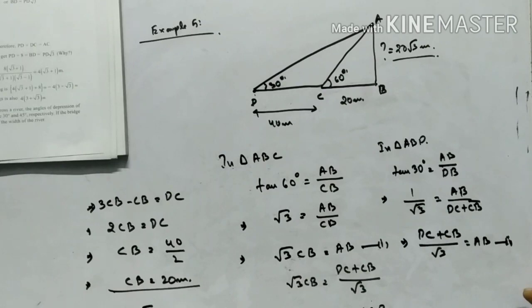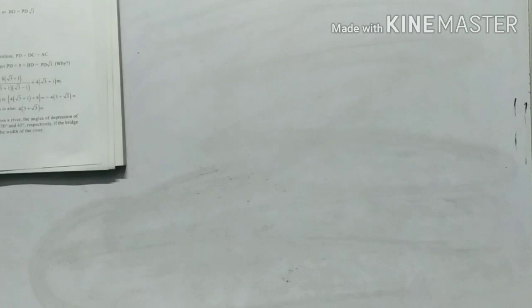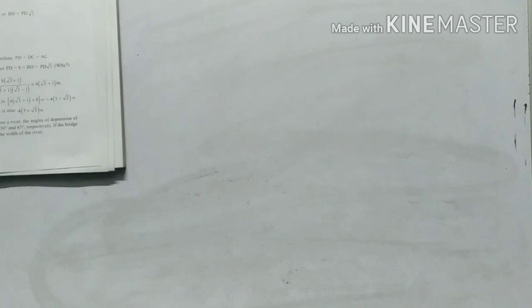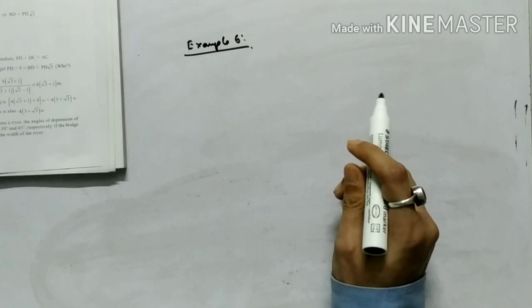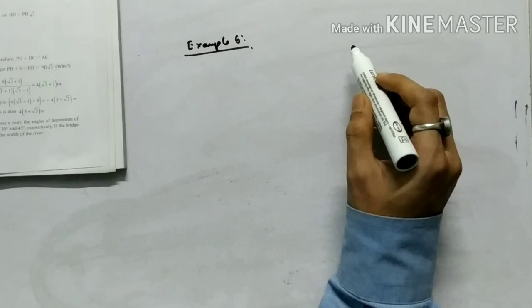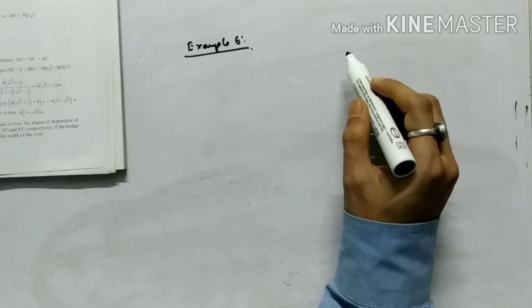Okay, so next I will go to example 6. The angles of depression of the top and the bottom of an 8 meter tall building from the top of a multi-story building are 30 degree and 45 degree respectively. Find the height of the multi-story building and the distance between the two buildings.